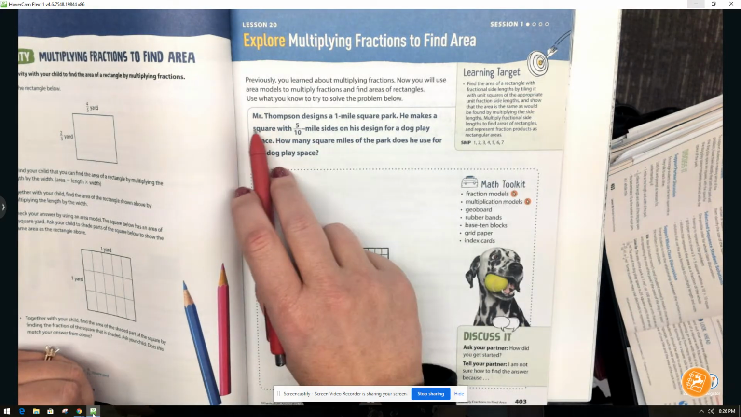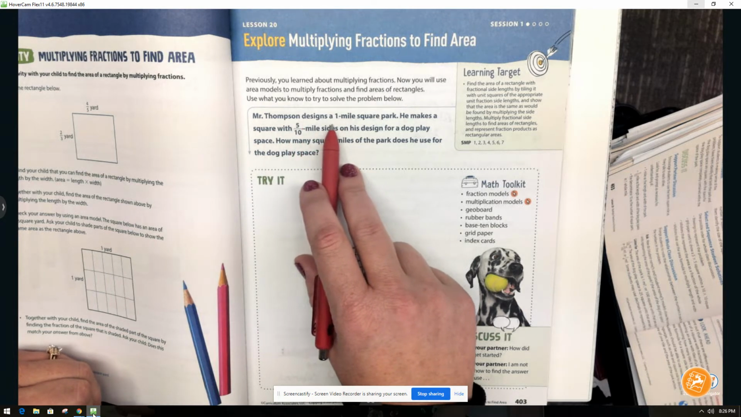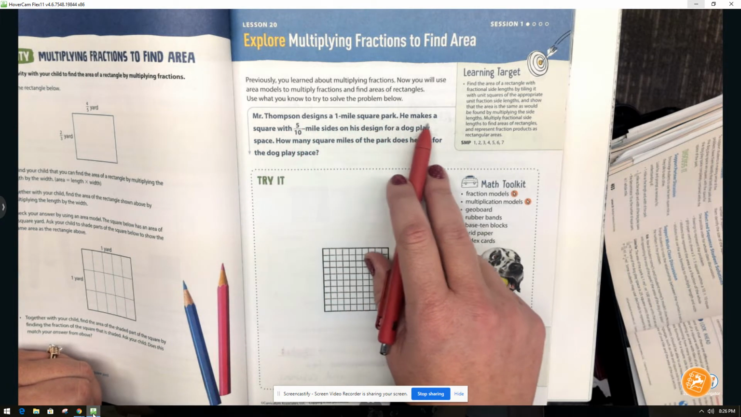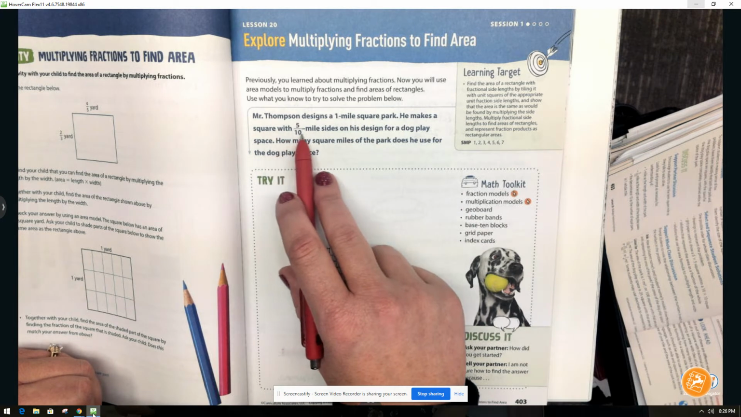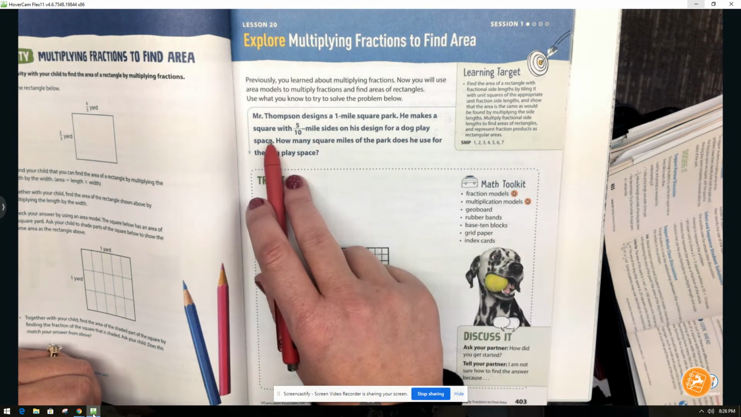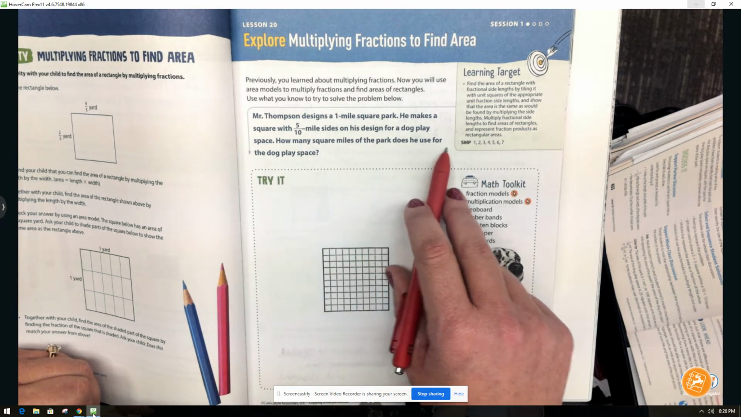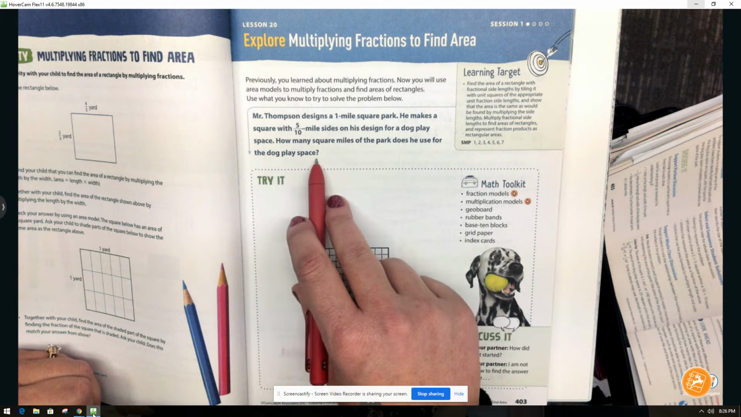First of all, here's the problem. It says, Mr. Thompson designs a 1 mile square park. He makes a square with 5/10 of a mile sides on his design for a dog play space. How many square miles of the park does he use for the dog play space?